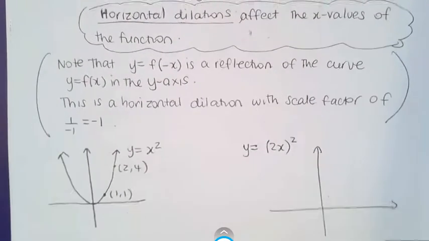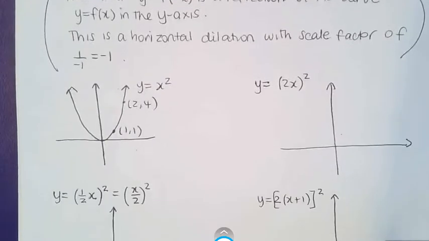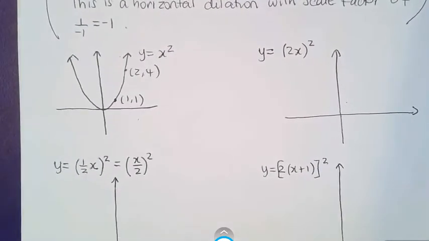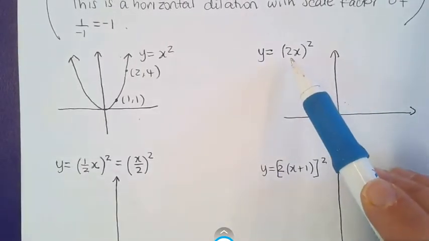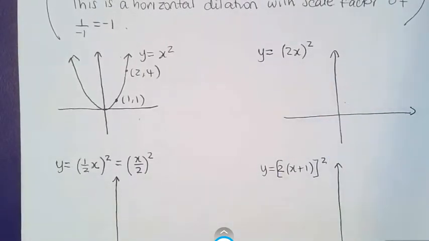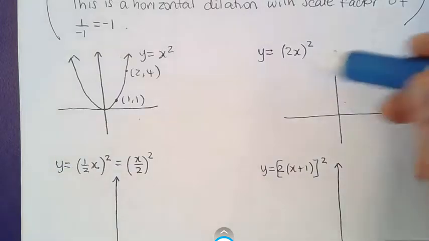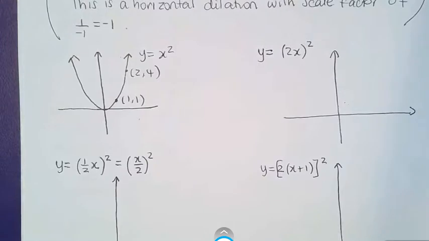Now we're going to look at these, and this is where we've got to be very, very careful. I've got y equals x squared, and then I've got y equals (2x) squared, which is like y equals 4x squared, isn't it? If I square the 2, what's 2x times 2x? 4x squared. That's really the graph of 4x squared.